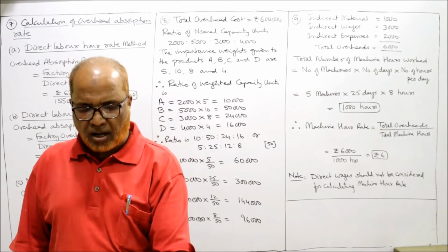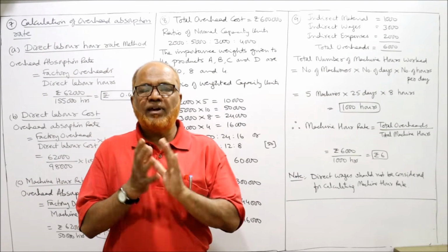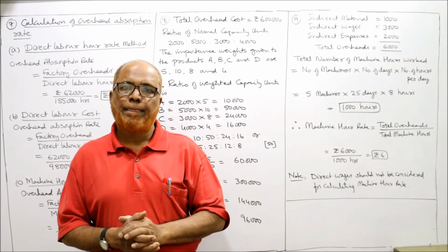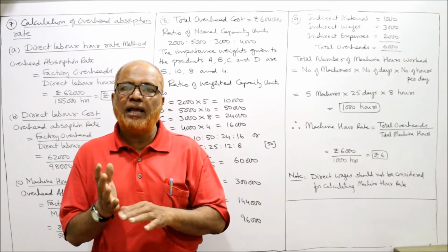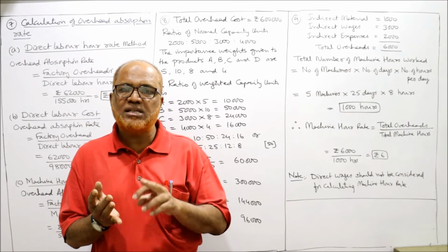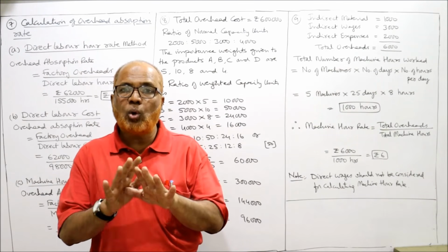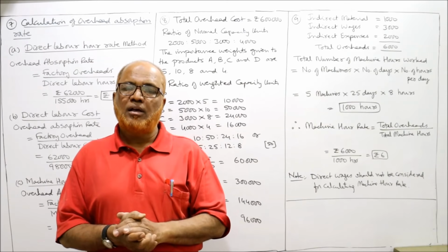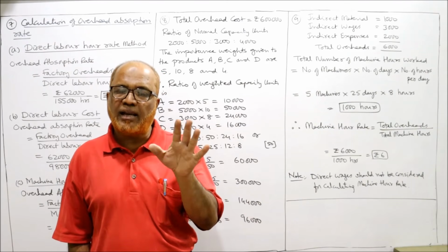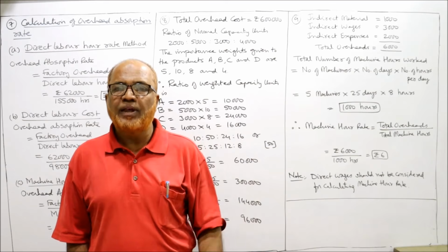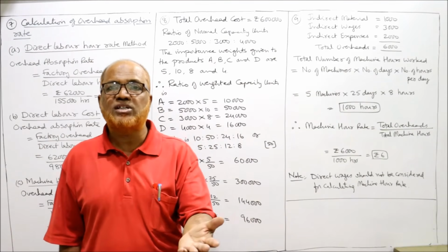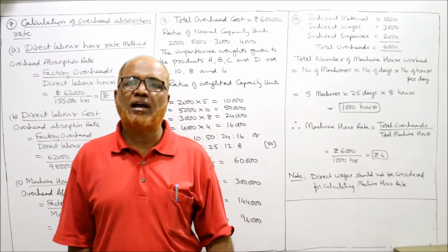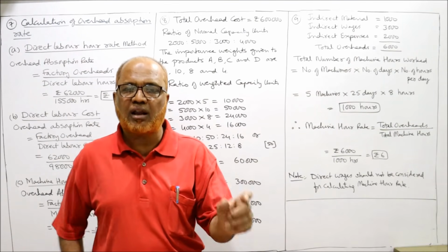Calculate machine hour rate. See here, when we calculate machine hour rate, we are calculating overhead rate. Overhead rate includes only indirect material, indirect wages, indirect expenses. No direct material, no direct wages, no direct expense should be taken. When we find the overhead rate, take only indirect, not direct. In our problem we are given direct wages. Ignore direct wages. Don't consider direct wages in calculating machine hour rate.